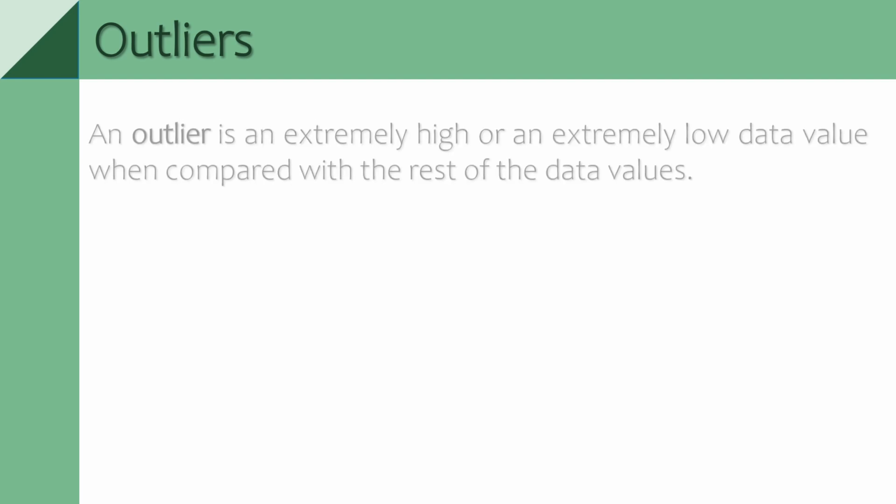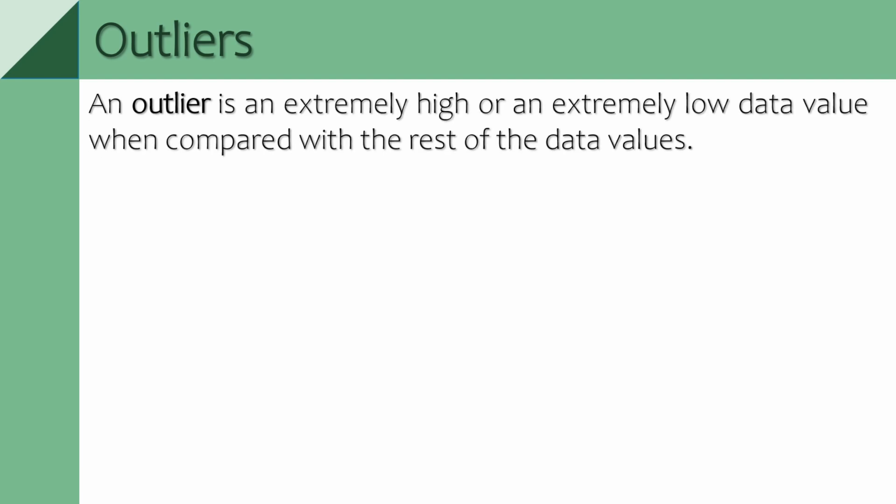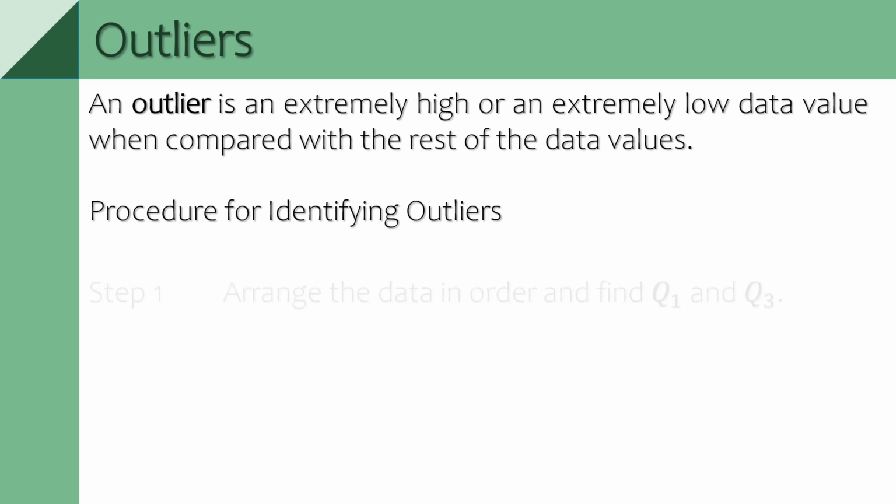Okay, so outliers. What is an outlier? An outlier is an extremely high or extremely low data value when compared with the rest of the data values. So, si outliers, ito yung value kung saan napakaliit o napakalaki. At kung minsan lumalagpas na siya sa talagang boundary niya. Okay, so procedure for identifying outliers.